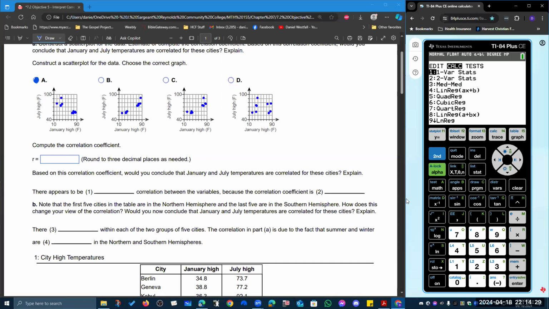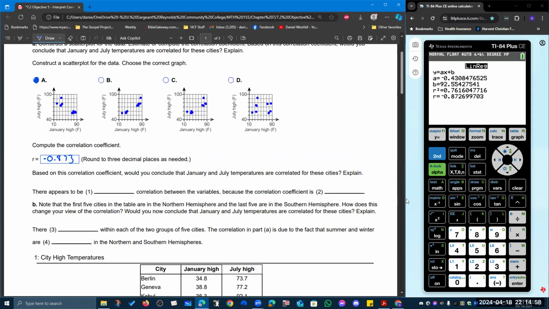Stat calc number 4, L1, L2. Let's go ahead and put my regression equation in here, and we'll calculate. R is going to be a negative 0.873.